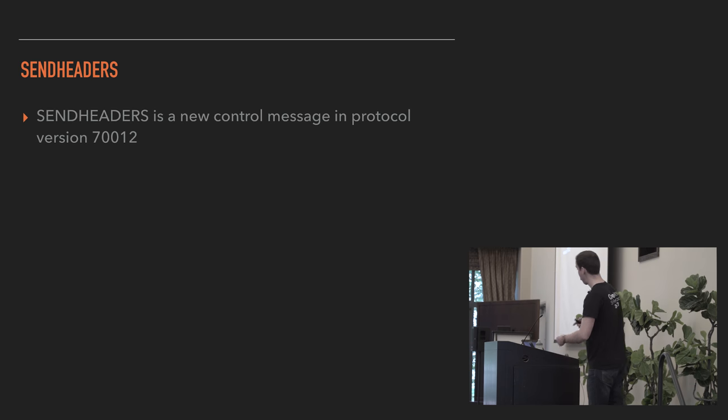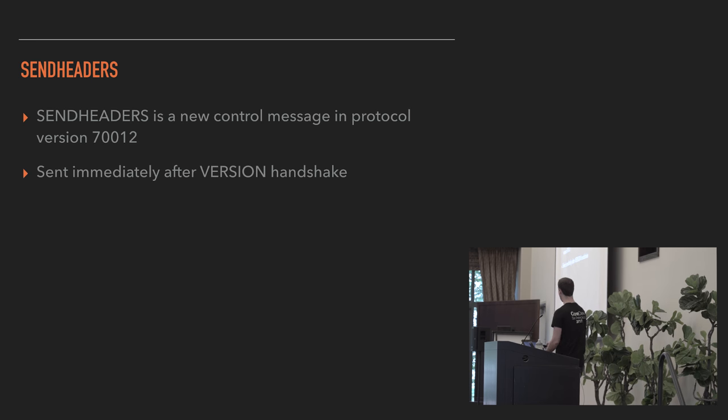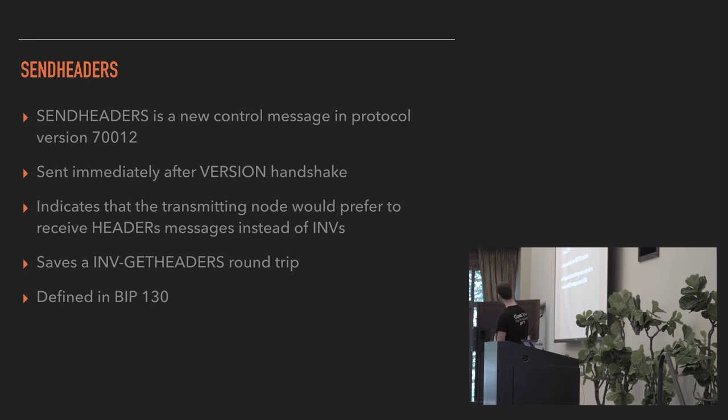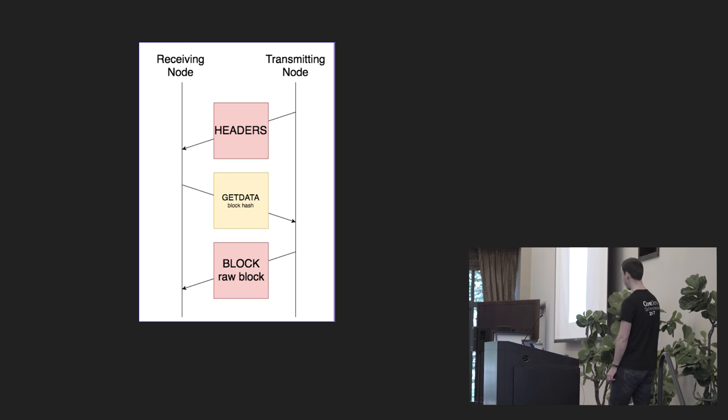Okay, so send headers was the next step along, and that was a new control message in V12, protocol version 70012, and it's sent immediately after the version handshake. So you do your version handshake with your peer, and then you say send headers. It indicates that I want you to send me headers without sending the inv first. That saves us one round trip, the inv, get data, get headers round trip. And that's formally defined in BIP 130, if you want to look up the definition. So after V12, that's what it looks like. Send the headers, the receiving node sends back a get data, and the transmitting node sends a block.